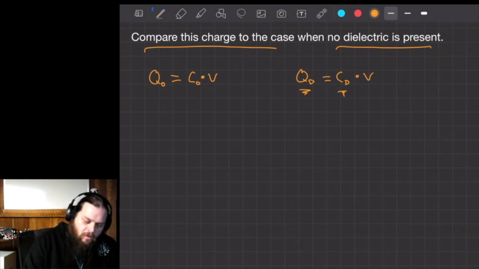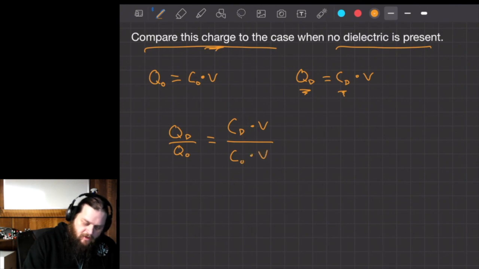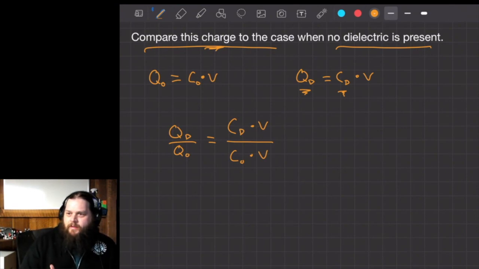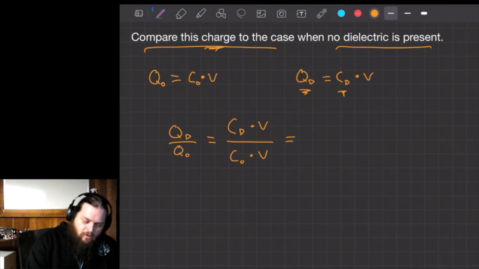So what they want to know is we're going to compare the charge with the dielectric to the charge without. So I can say QD divided by Q naught. Well, that should just be equal to the capacitance with the dielectric times the voltage divided by the capacitance with air times the voltage. We have the value for the dielectric, and we can calculate the one with air pretty easily. But it's a really easy thing to see those voltages just cancel out.